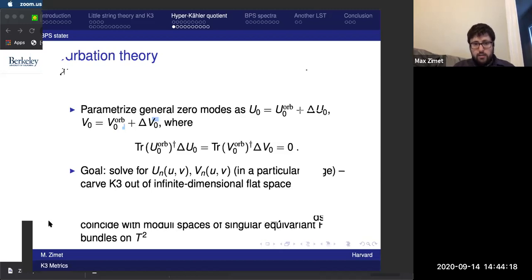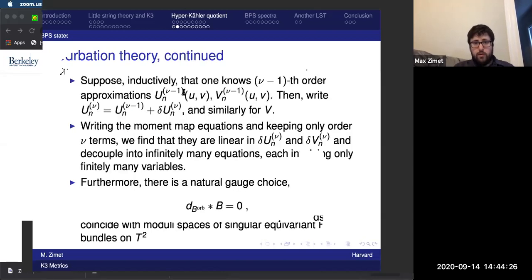Okay, is that clear, the starting point? Okay. So the idea then is, suppose inductively that you know the (ν-1)th order approximations, then write the νth order approximation as the (ν-1)th plus some change. And then if you write the moment map equations and keep only the order ν terms, then they're linear in these changes, even though the full moment maps are nonlinear. And furthermore, the full moment maps couple all of the different Fourier modes together.